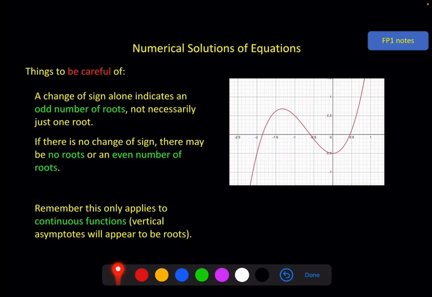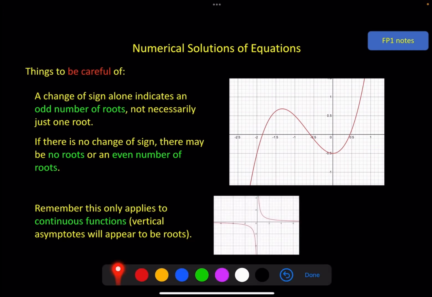If you've got something that's got a vertical asymptote, for example, something like this, you might evaluate it here, find a negative answer, evaluate it here, find a positive answer, and say, oh, it must have crossed the x-axis, but in this case it's not true because it continues down here forever negative. Then you have an asymptote, and then it's up here. So there is no root in between there.